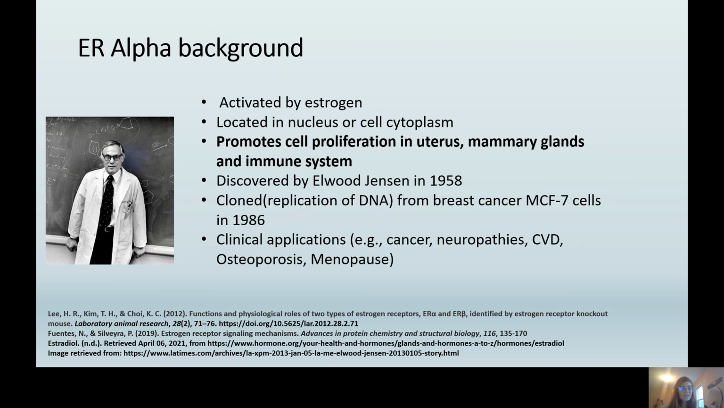The receptor is located in the nucleus or the cell cytoplasm, and it was discovered by Elwood Jensen in 1958. It was cloned, which is replication of DNA, from breast cancer MCF7 cells in 1986. This is a picture on the left of Elwood, and there are several clinical applications. Those will be discussed in later slides, but a few are cancer, nerve damage, cardiovascular disease, osteoporosis, and menopause.